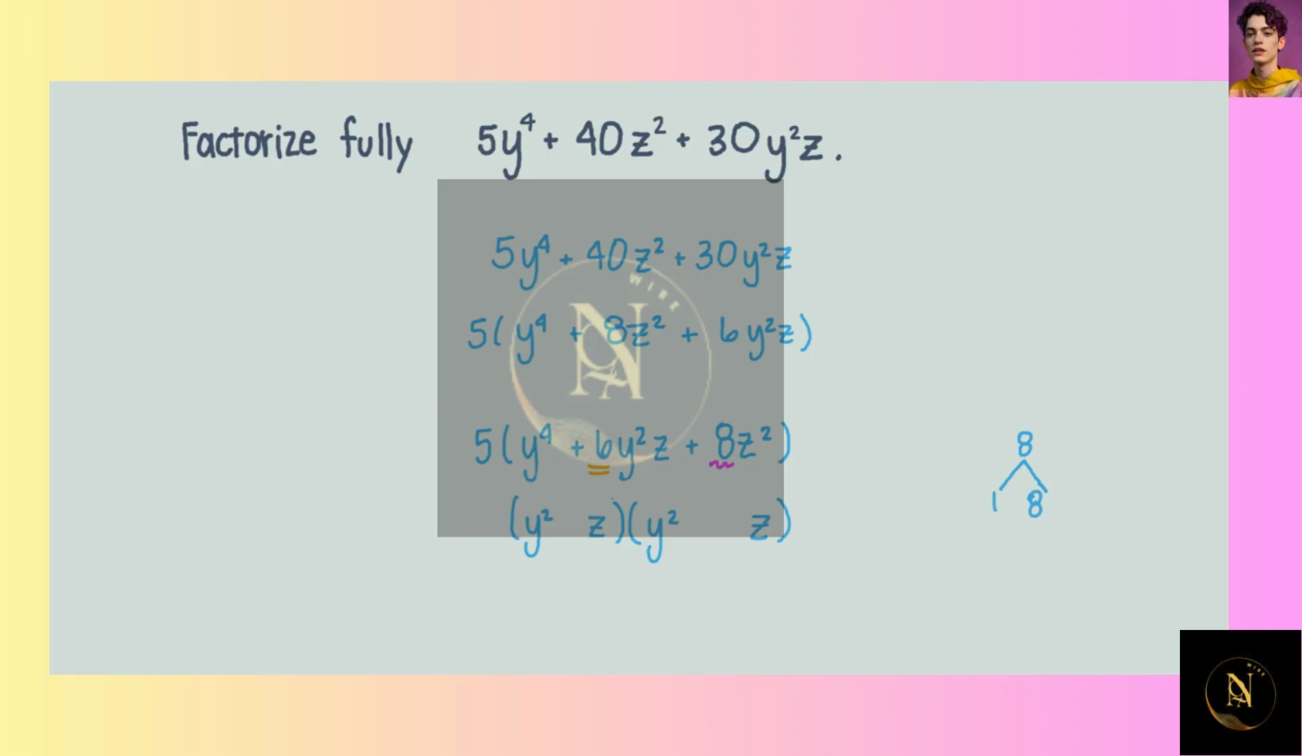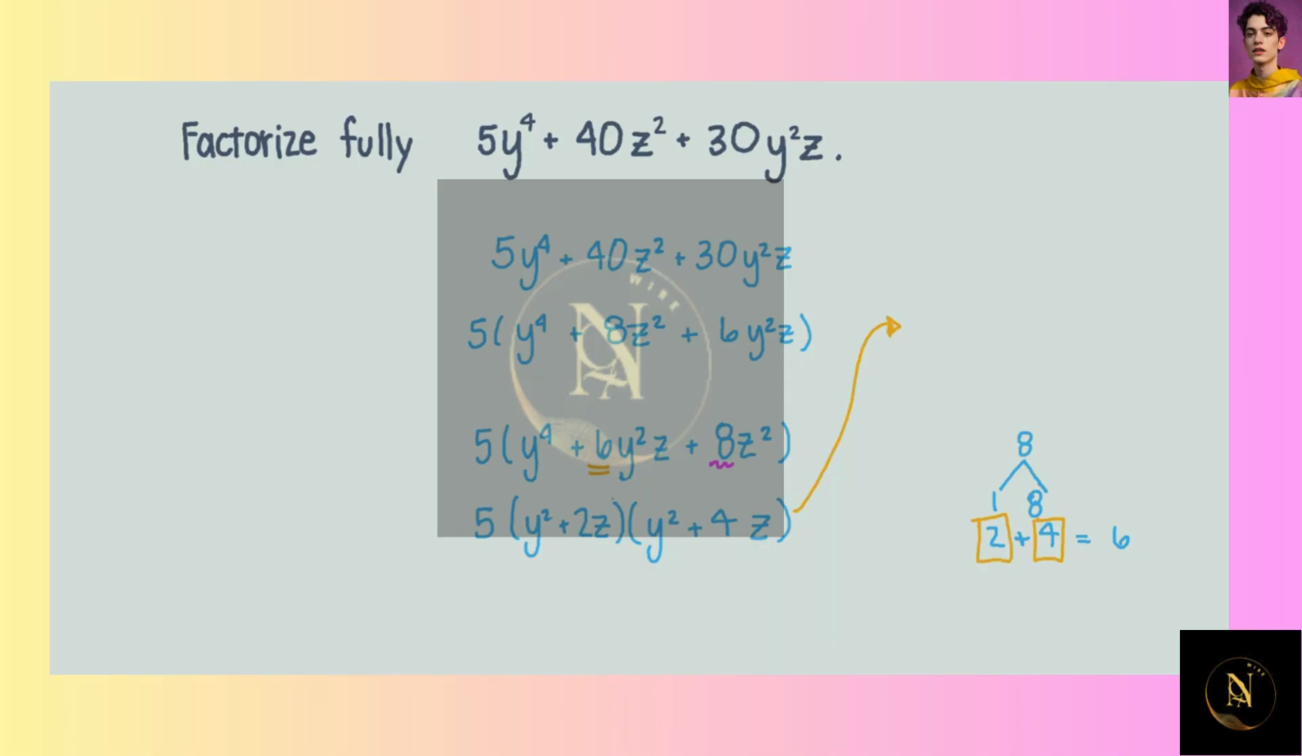The factors of 8 are 1 and 8, and 2 and 4. If we add 2 plus 4, we get 6. And that means we want to use this 2 and 4 as coefficients of our z variable. y squared plus 2z times y squared plus 4z. And we can't forget to bring down the 5.